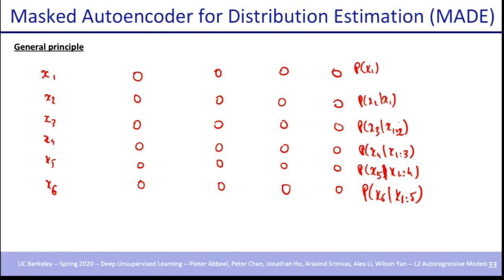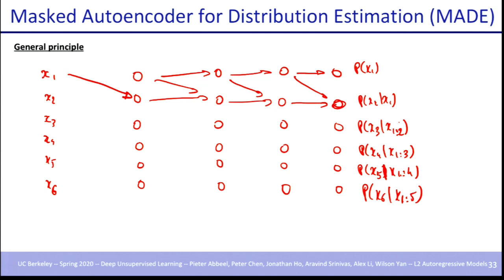P of x2 given x1, so this can depend on x1, but only x1. What does that mean? We can, for example, say x2 can depend on x1. So x1 can go to the layer, the horizontal layer for x2. And this can go this way, this way, this way. And this can happen also if we want to. It's not going to do much, but it's allowed to happen. And in fact, this can even happen over here. So this network is a valid network to have a distribution for x1 and x2 given x1.